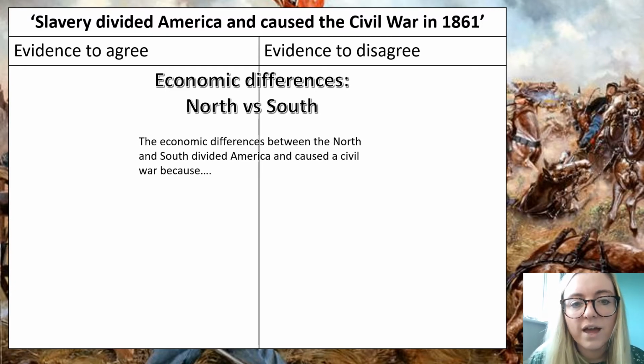So the task now then is to complete the sentence starter, which is: the economic differences between the North and South divided America and caused a civil war because. So you are adding the explanation to the evidence.